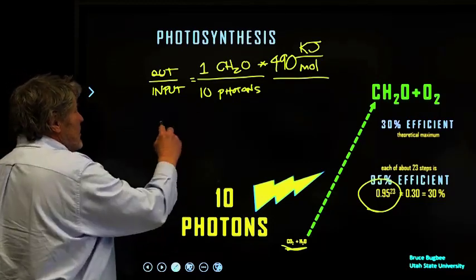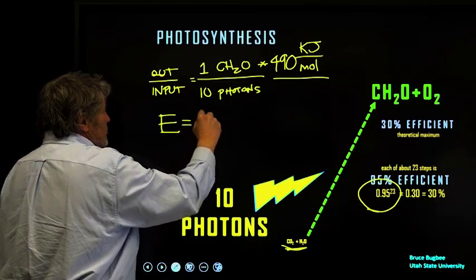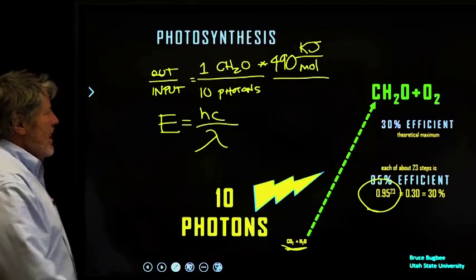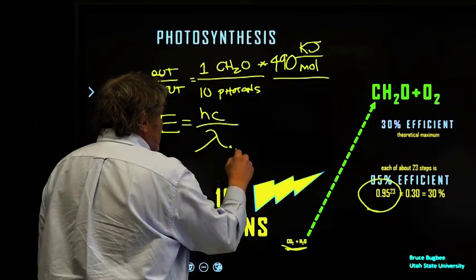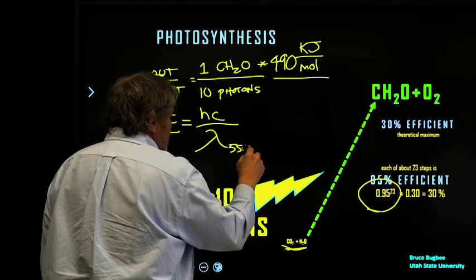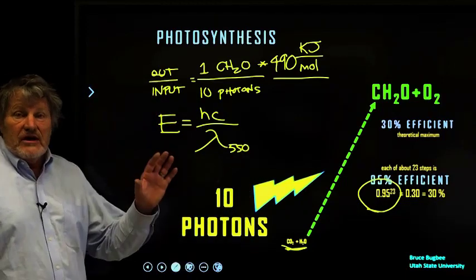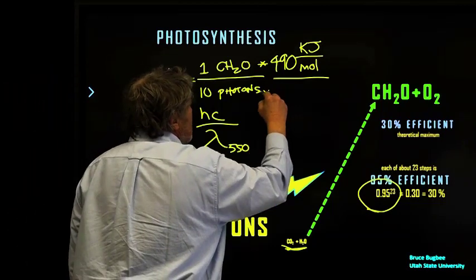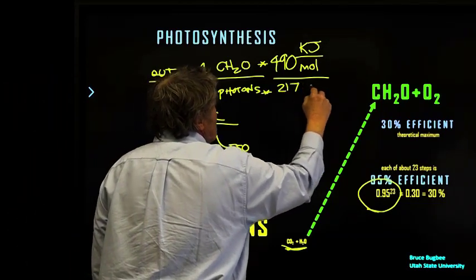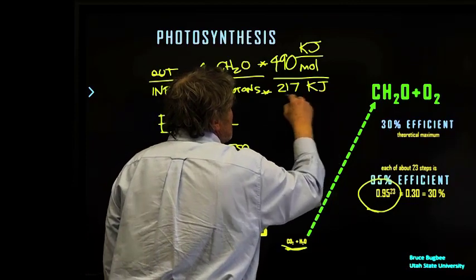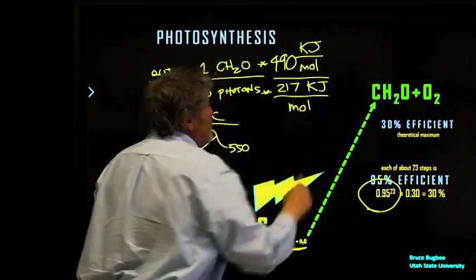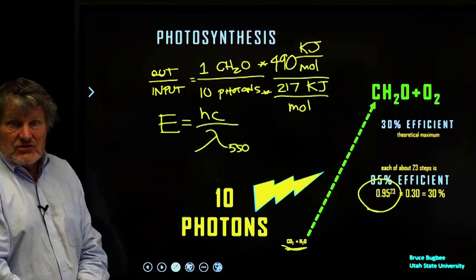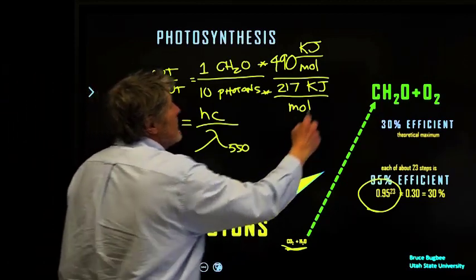For 10 photons, we use Planck's equation, which is E equals hc over lambda, and you can look that up. You put 550 right here, which is the average wavelength of light from the sun, and you solve this equation, and we get 217 kilojoules per mole of photons. Now these are just physical constants that we look up, but look at the math.